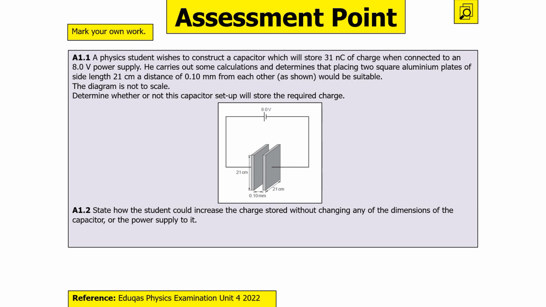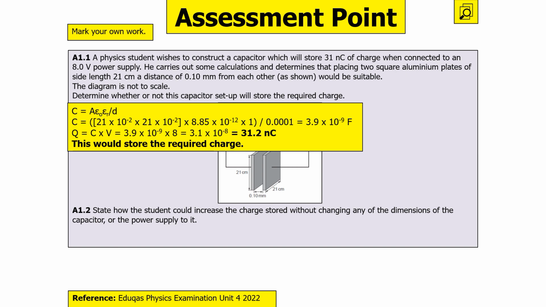Right, in this first one, you're using the parallel plate capacitor equation. So you use that equation, convert centimeters and millimeters into meters, and work the capacitance through. So it's 3.9 times 10 to the minus 9 farads. You can then say charge is equal to CV. You know what V is going to be because it's an 8-volt supply. So it's 31.2 nanocoulombs. You then write a statement concluding your findings, which is that it would store the required charge. Now in this next one, how could you increase the charge without changing the dimensions? Well, place a dielectric between the two plates, as that will automatically increase the charge.